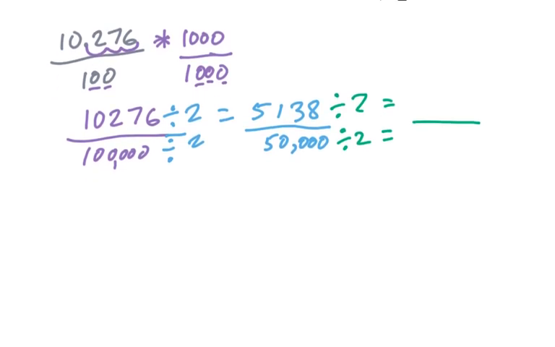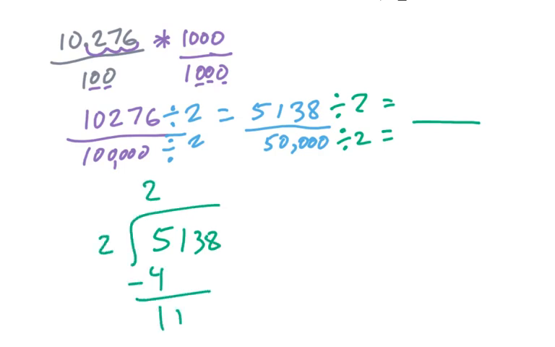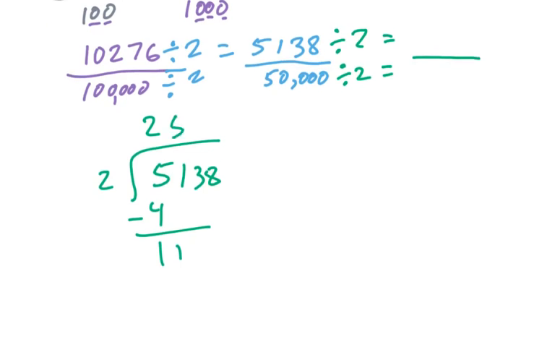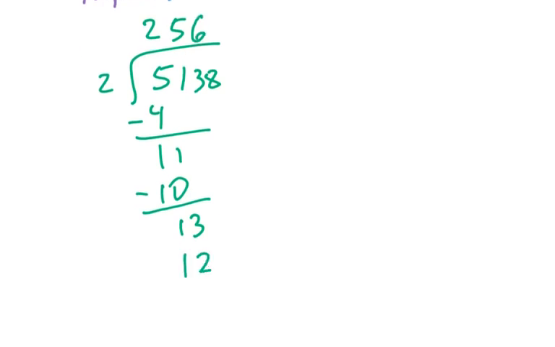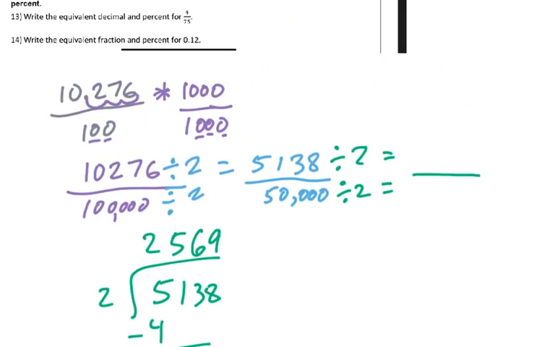So 5138 is not as pretty. We could technically do it in our heads, but let's just go ahead and do it with long division. This is 2, 4, 1, 11. This would be 5 because of 10. This would be 6 because of 12. And this would be 9. So we have 2569.